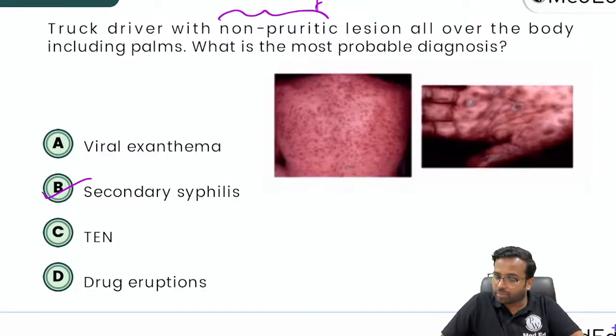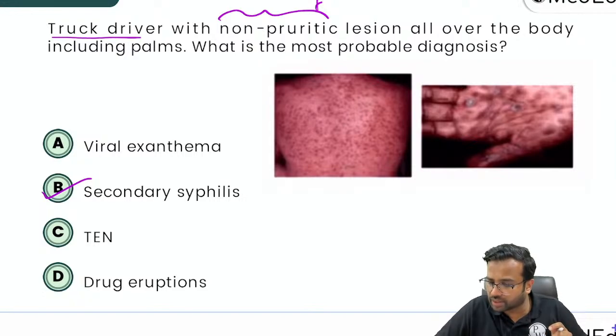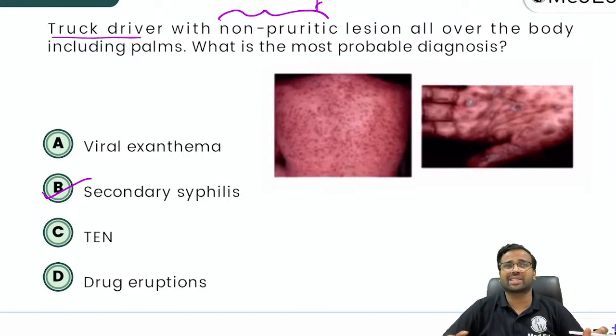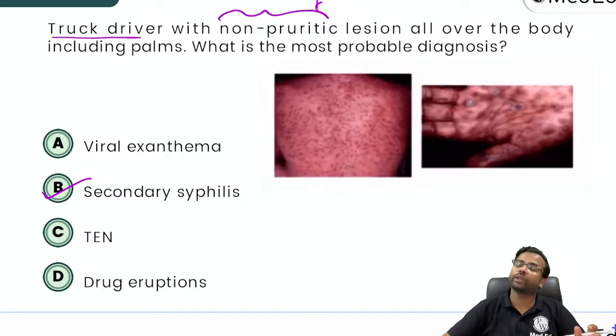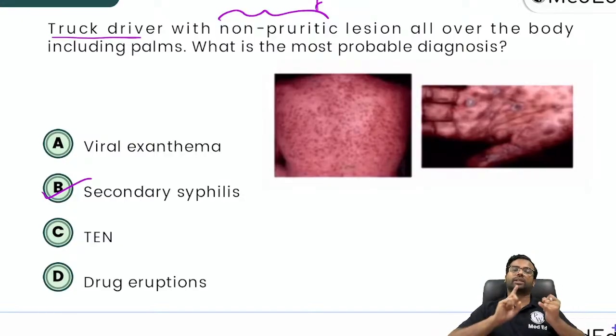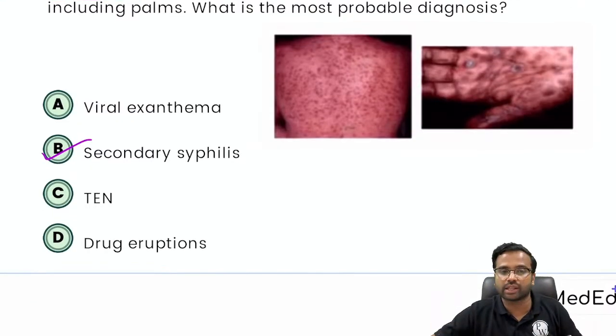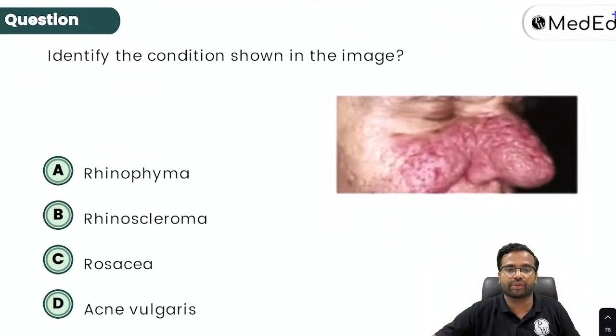Some questions in the chat box. Yes, truck driver is a history given, so we always suspect a sexually transmitted infection as well. Drug eruption usually on lips, sir? No. Drug eruption, yes, sometimes over the shaft of the penis, over the lips, all these things can be seen. But here, truck driver, lesions over the body and the palms, all is in favor of secondary syphilis.